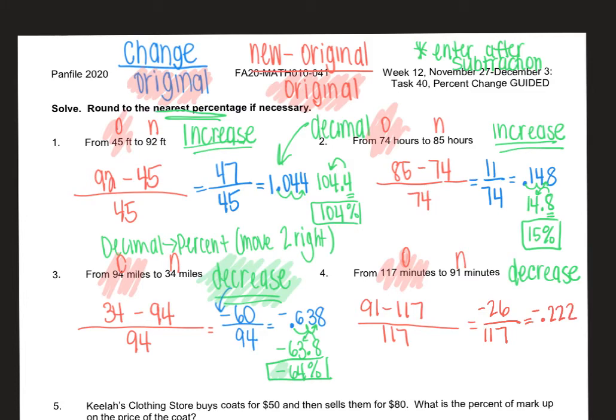Knowing that I now have to move my decimal 2, I get negative 22.2. That final 2 in my tenths spot is not going to do anything to the 2 in the ones spot, so I have negative 22%. And I knew it was a decrease, but I can also denote that by the negative symbol.